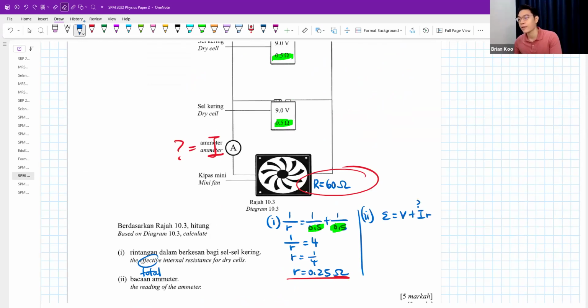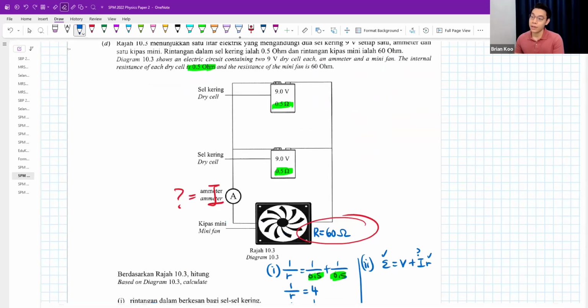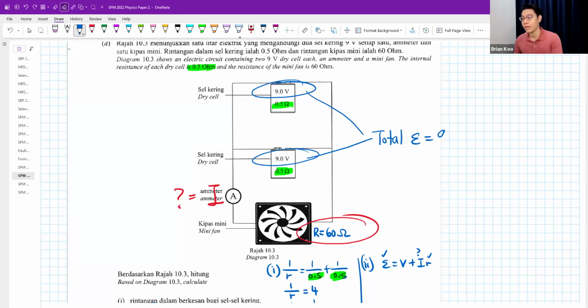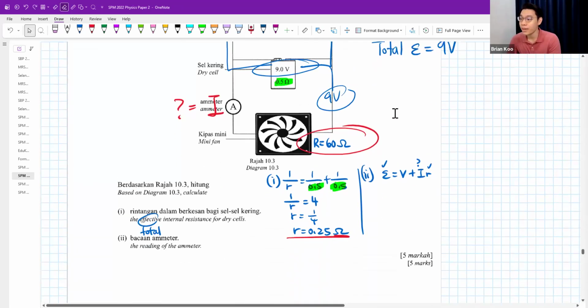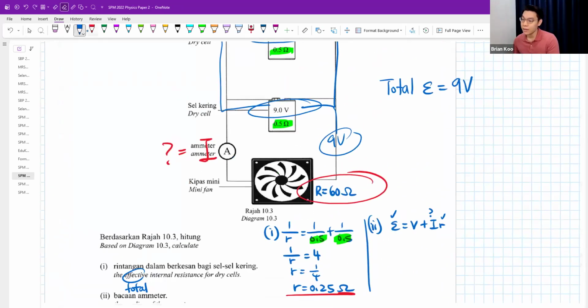I want to find I. I have small letter r, and I have the e.m.f. Oh yeah, by the way, if here is 9 volts and here is 9 volts, the total e.m.f is not 18 volts. The total e.m.f is just 9 volts. Why? Because it is parallel. Remember just now I said parallel voltage is all the same. 9 volts, and up here also 9 volts. This kind of arrangement is very useful for the batteries to last longer. You keep on supplying only 9 volts, but every battery has 9 volts, so it will last very long. So the total e.m.f is just 9.